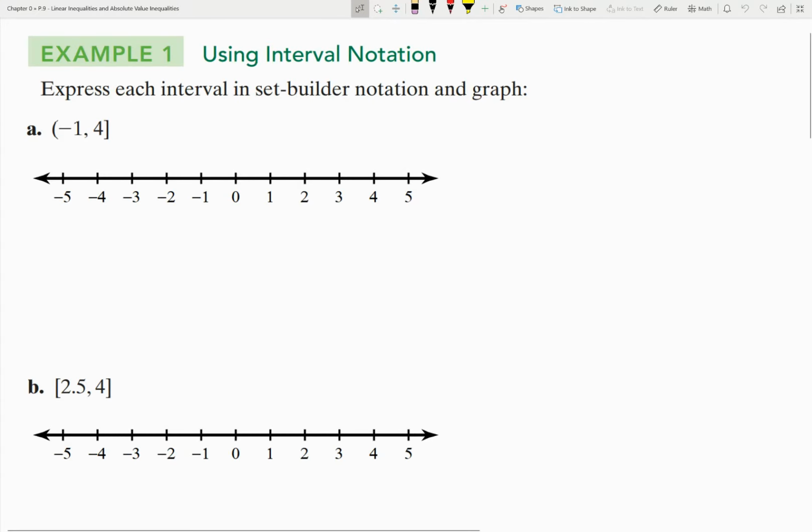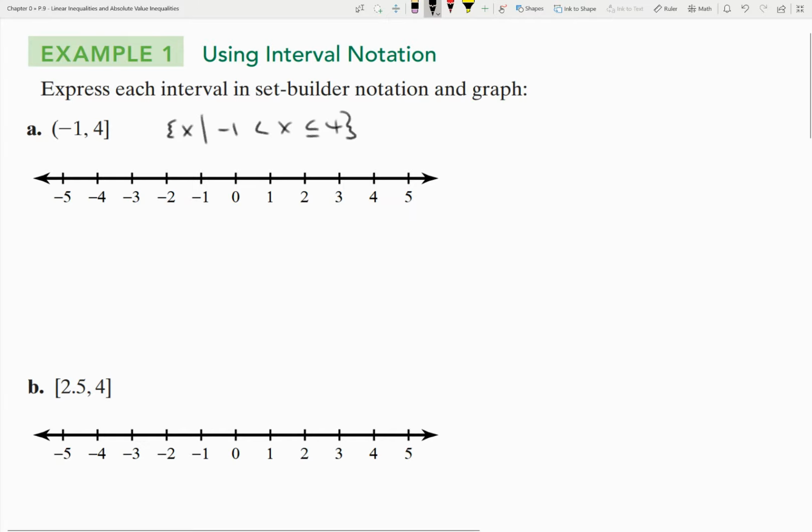Okay, let's express each interval in set builder notation, and then let's graph them. So first, to put it in set builder notation, we're saying x such that -1 is less than x, which is less than or equal to 4, because I have a parenthesis and a square bracket.